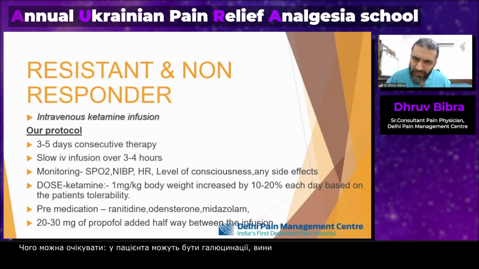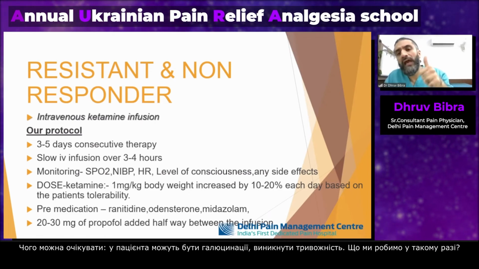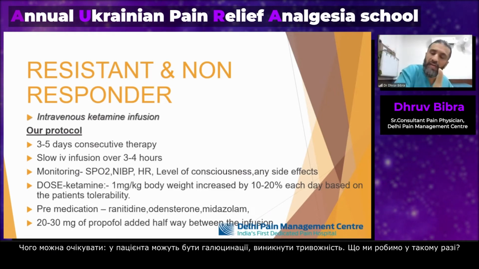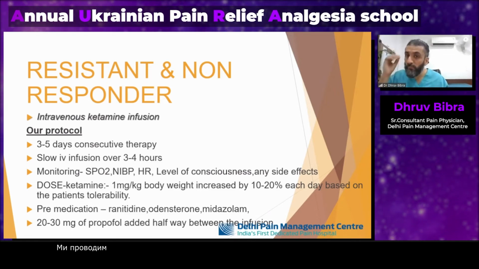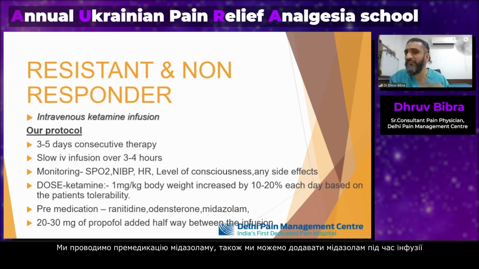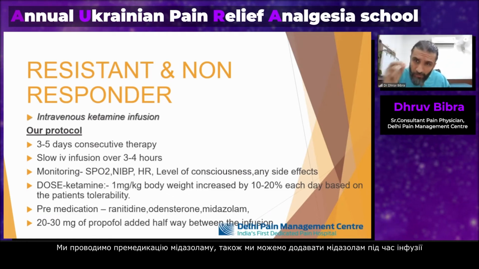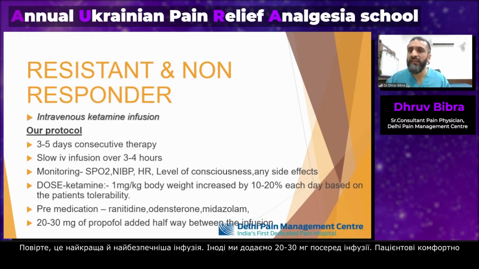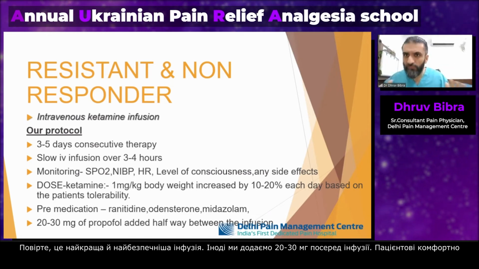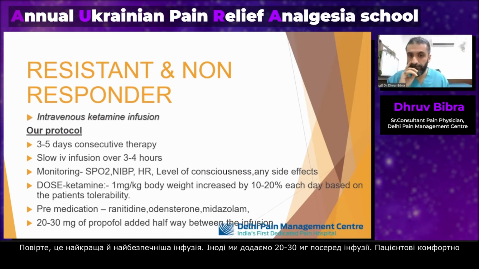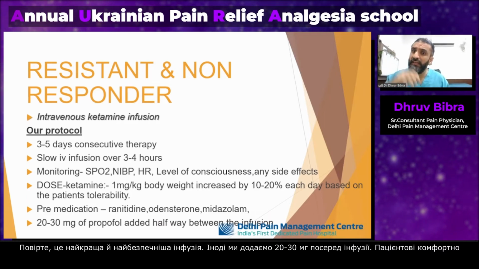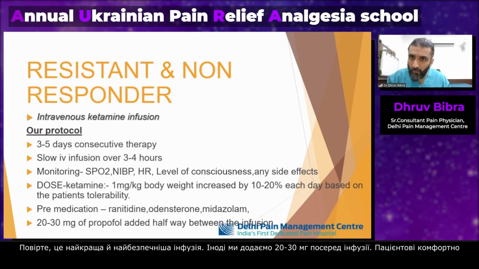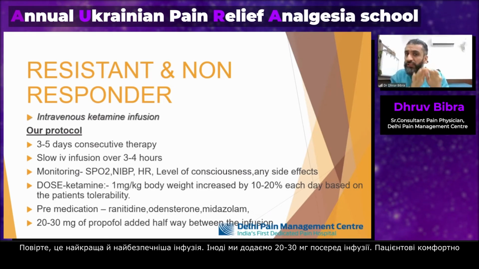Now, what can we expect is the patient can have some hallucinations, patient can become anxious. So in order to take care of that, we generally pre-medicate the patient with midazolam, and we can even consider adding a bit of midazolam halfway through that infusion, right? So that we can take care of it. But trust me, it is the best and the safest infusion that you can consider. Sometimes what we do is we add 20 to 30 milligrams of propofol halfway through the infusion. So the patient is comfortable.